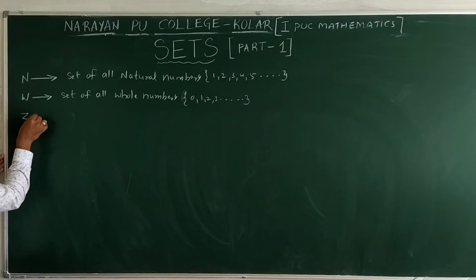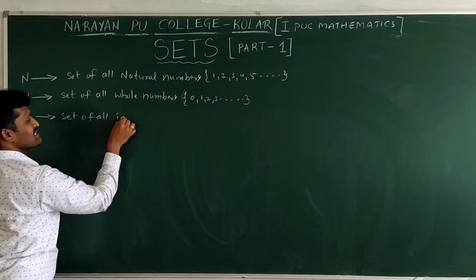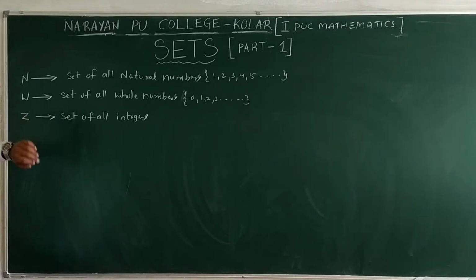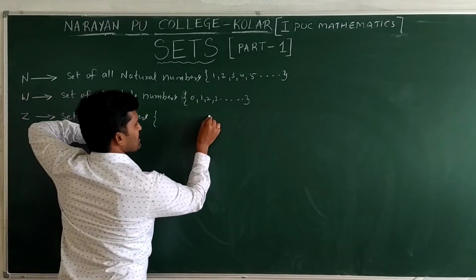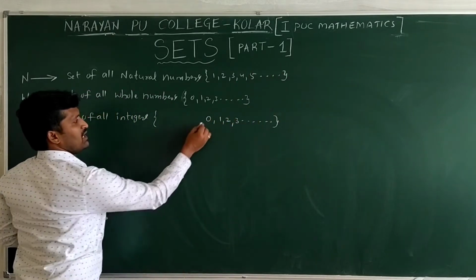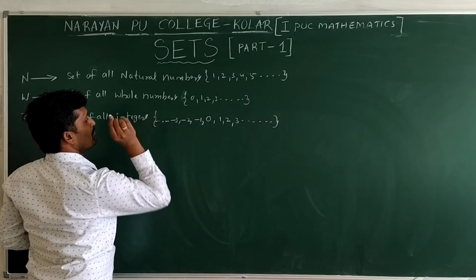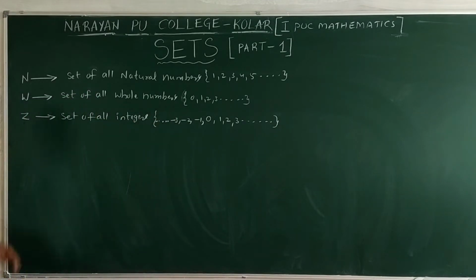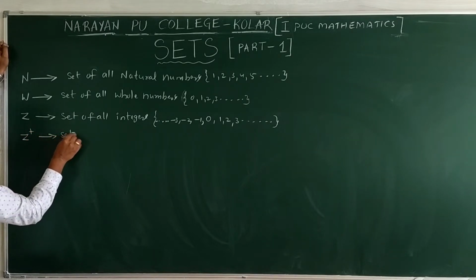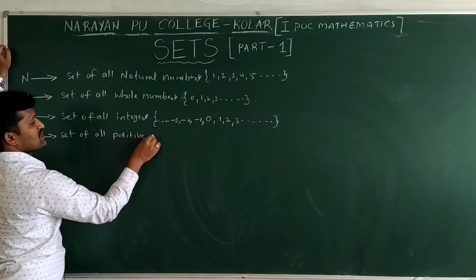Next, Z. Z gives the set of all integers. Sometimes in the case of Z they will take I also. Okay? Then what are the integers? 0, 1, 2, 3 and so on up to plus infinity. Negative side -1, -2, -3 and so on up to minus infinity. These are the integers. Next, if we take Z plus, Z plus means the set of all positive integers.